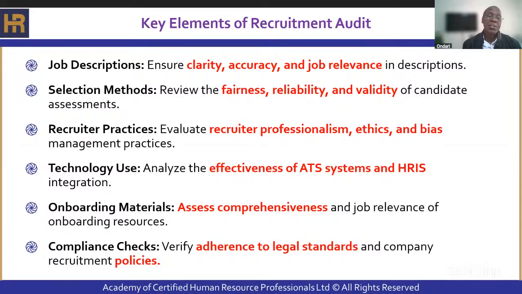Then lastly is compliance checks, that we need to check recruitment and onboarding for compliance. Yesterday, we talked about legal and regulatory compliance, where we are talking about our processes, practices, and systems which adhere to the legal standards. And the legal standards or frameworks are the laws and the regulations governing the human resource functions.